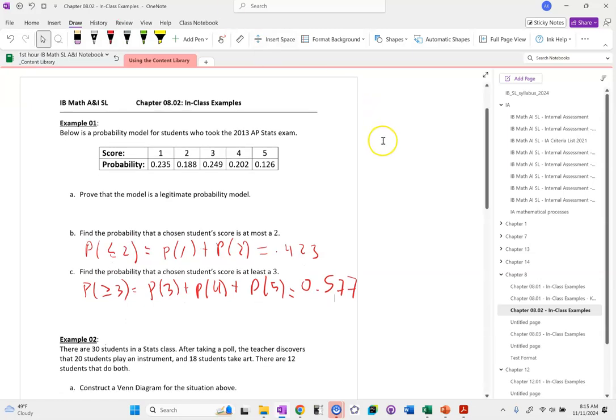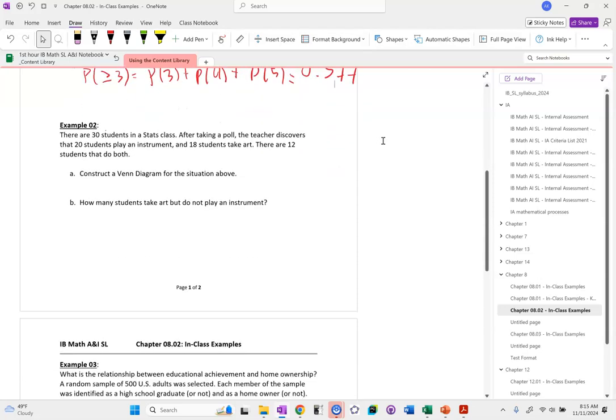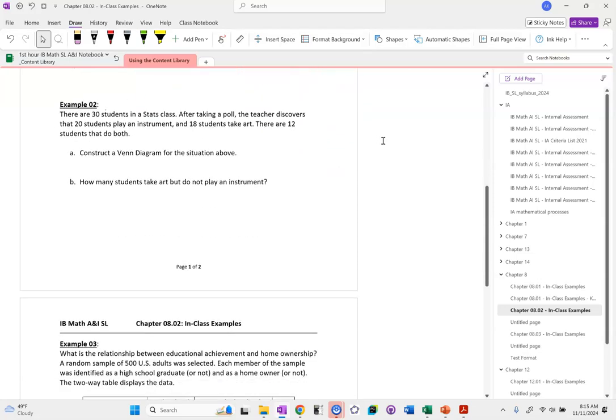Hopefully what you're starting to see this chapter is that all the computation you're going to have to do is going to be really simple. It's just adding and multiplying, but the words make a big difference as to what you're adding, multiplying, or subtracting.